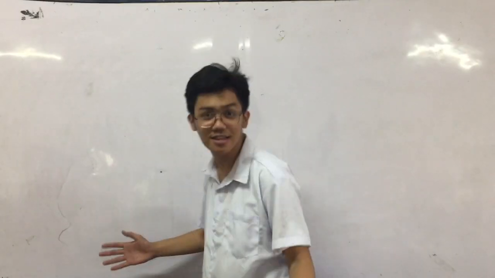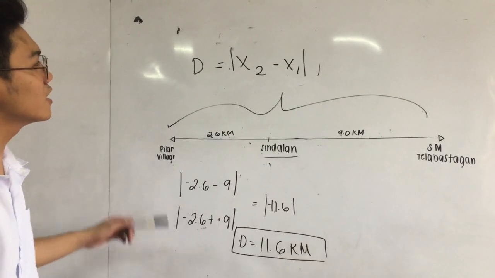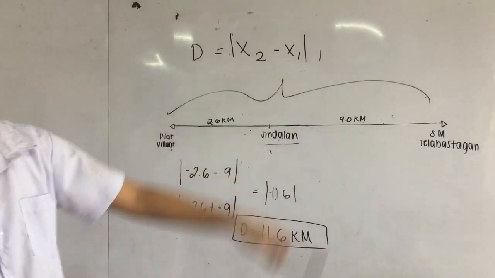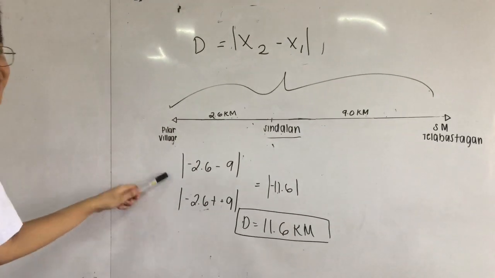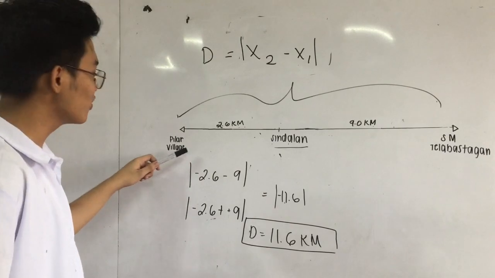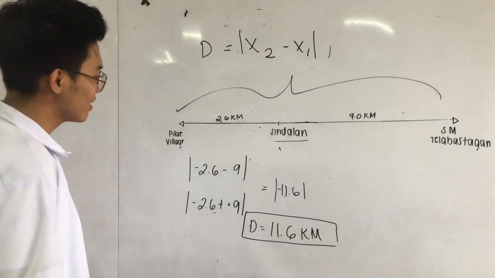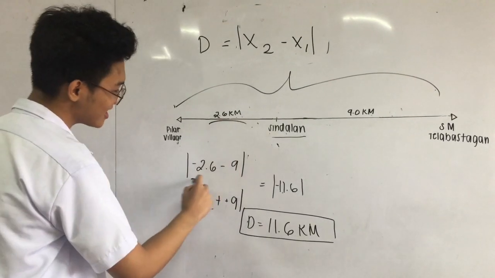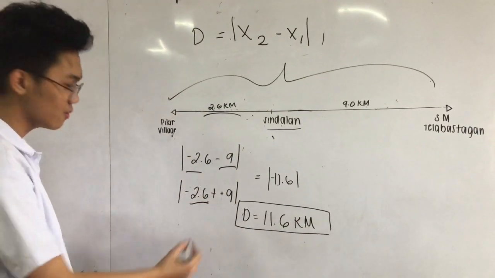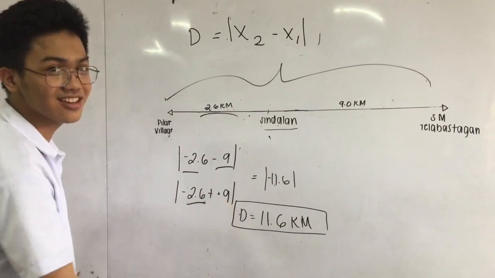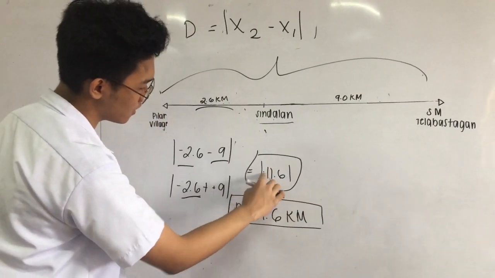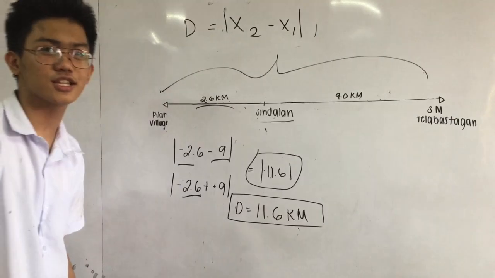travel? So the distance formula is the absolute value of x sub 2 minus x sub 1. Since this is in the left area, it will be negative. So you add this, then keep, change. This will be the answer. And then you take the absolute value. It will become 11.6 kilometers.